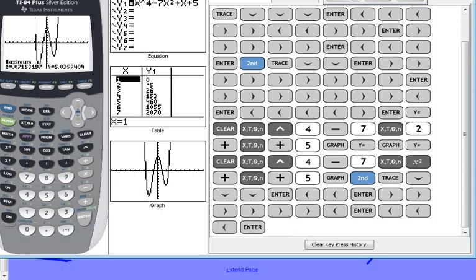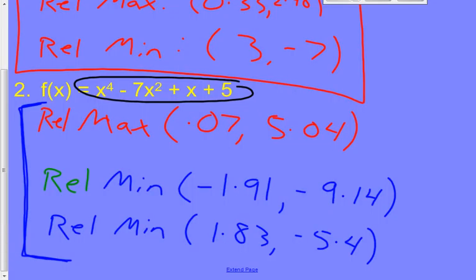And so our point is 0.07 and 5.04, which is how I got this point right here. So now let's find our 2 relative minimums.